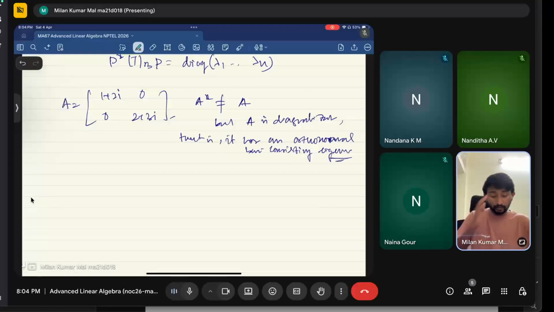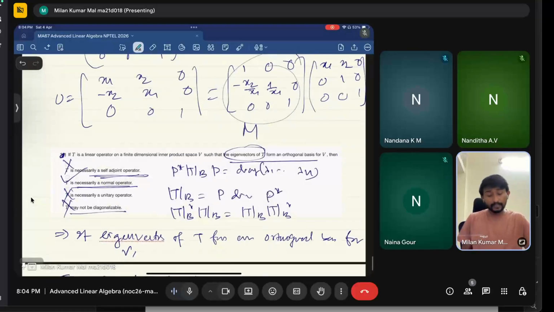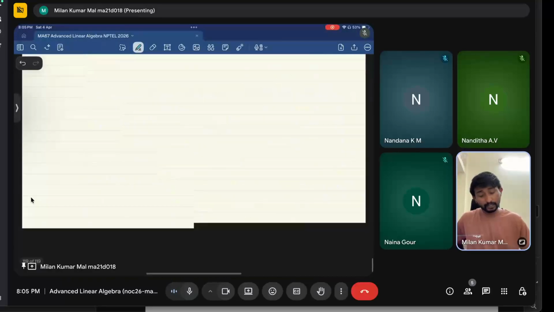So the statement that T may not be diagonalizable is false, because diagonalizable if and only if it has a basis consisting of eigenvectors. Here we have eigenvectors with, in addition, an orthogonal basis, so T is diagonalizable. And T is necessarily unitary is also false, because you can take this counterexample.